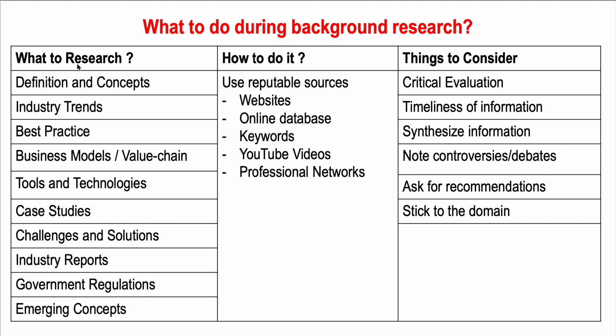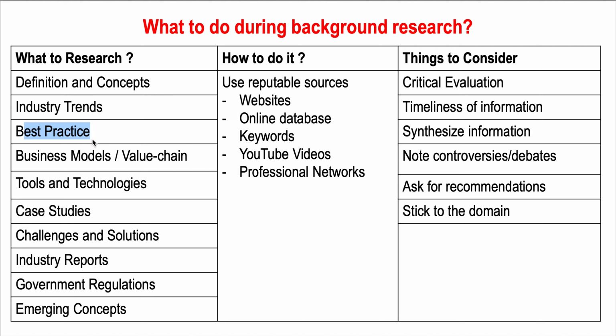So the first one is what to research. Whenever I am given a topic, I go to Google and type the definition and concept of this topic, because it will tell me what the topic really means and what things I need to understand, like names, jargons, the people involved, stakeholders, etc. Second is industry trends, because industry trends are very important to understand the overview of the whole context of that topic at the moment: how the US is doing, how China is doing, how India is doing, something like that.